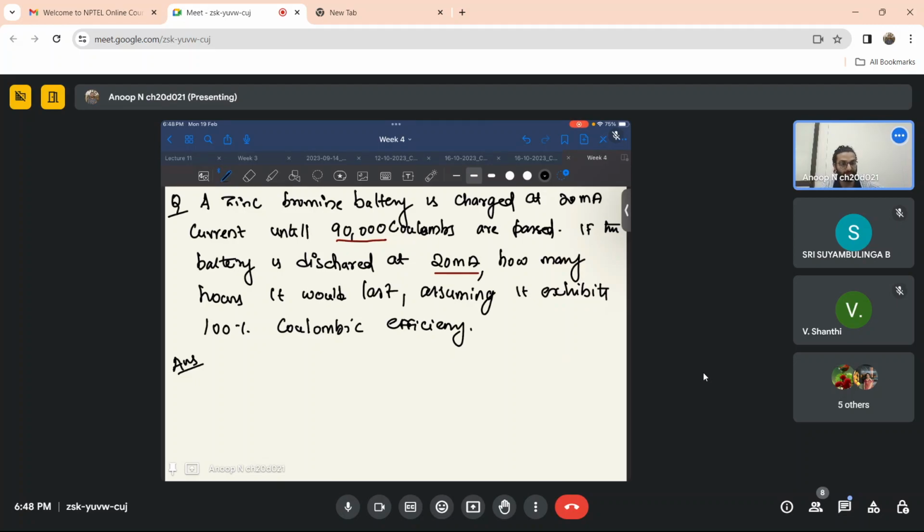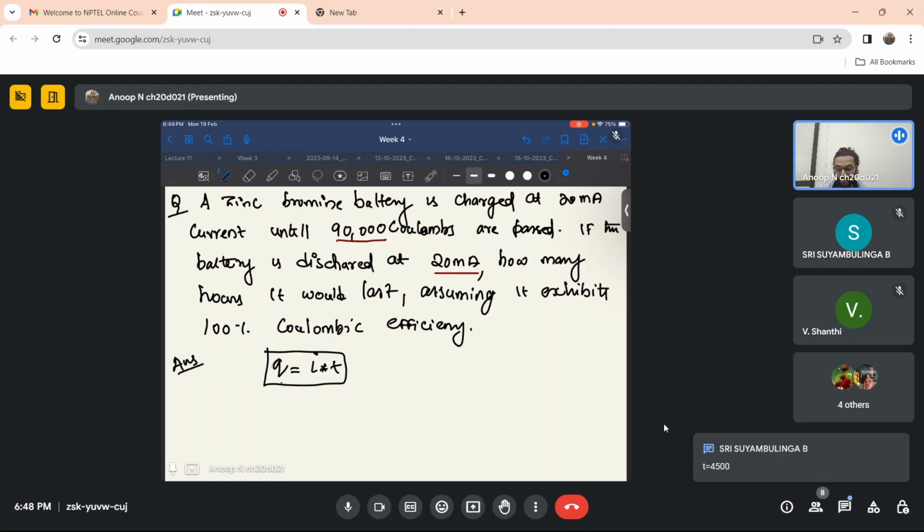Are you able to solve? It is a direct calculation. Shanti, trying? Okay. So what's the equation? Charge is equal to current into time. So use this relation; rather than capital Q, I'll use small q. q is equal to I t.